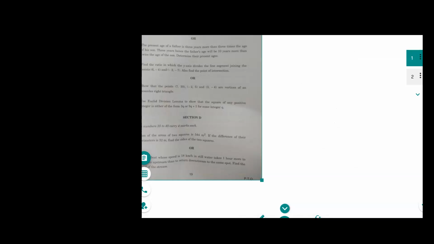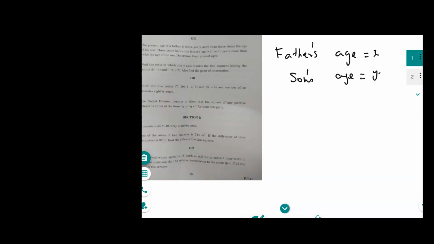Our next question: the present age of a father is 3 years more than 3 times the age of his son. 3 years hence, the father's age will be 10 years more than twice the age of the son. Determine their present ages. Okay. Let the father's age be x and the son's age be y.